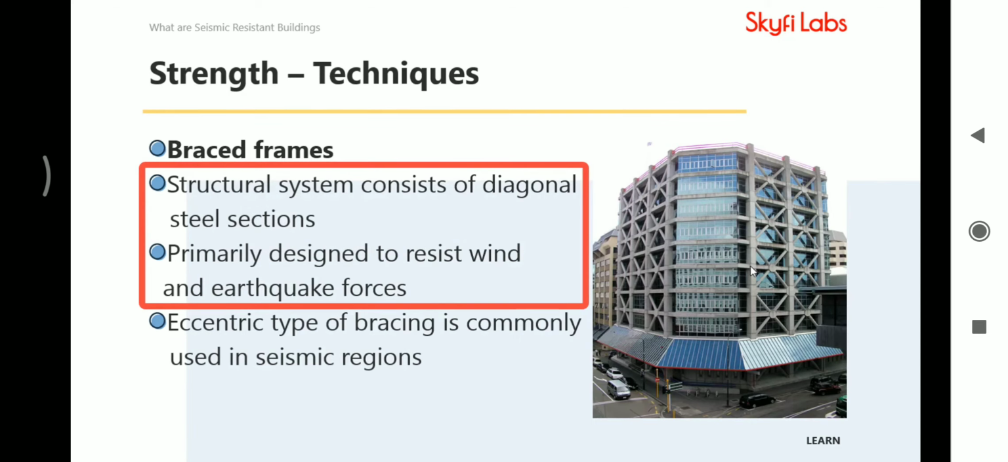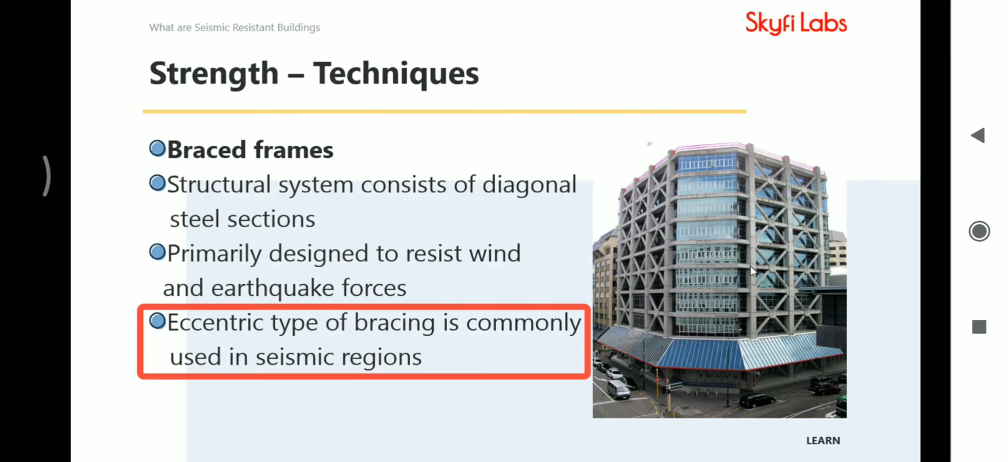A braced frame is a structural system which is designed primarily to resist wind and earthquake forces. Members in a braced frame are designed to work in tension and compression, similar to a truss. Braced frames are almost always composed of steel members. Eccentric bracing is commonly used in seismic regions.